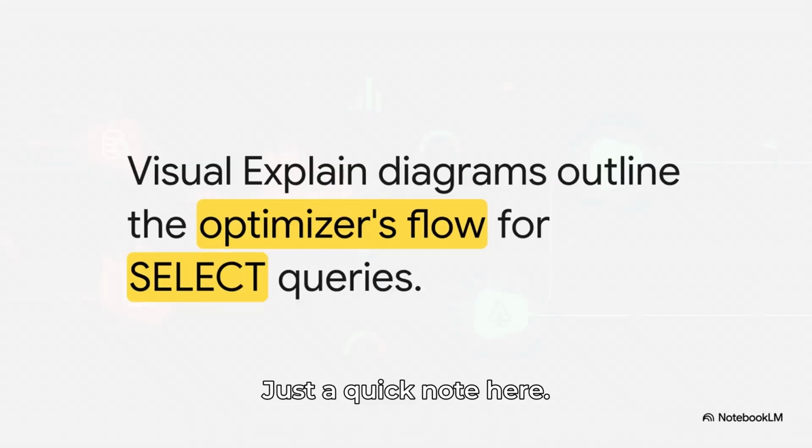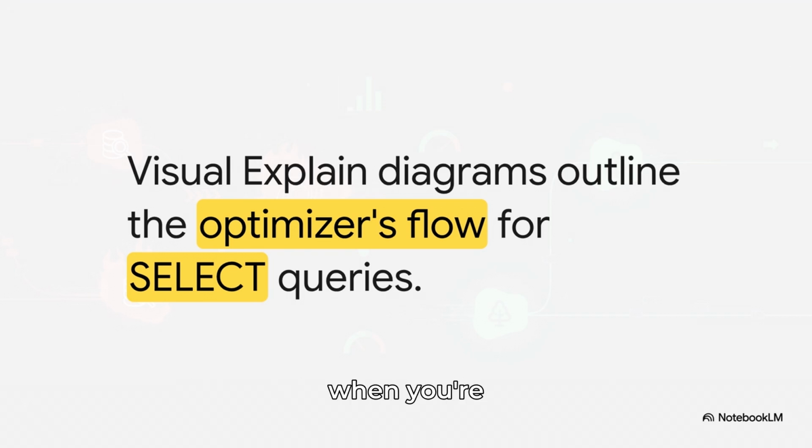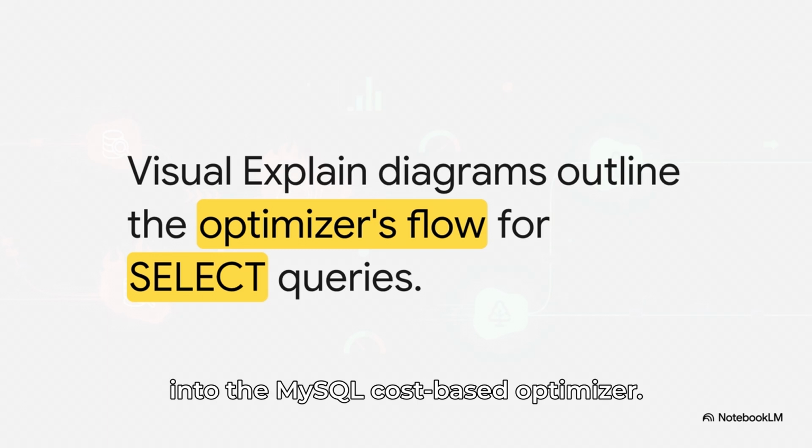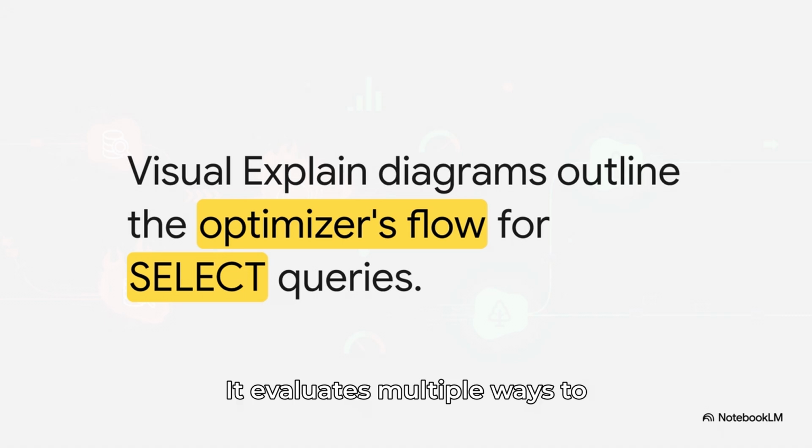Just a quick note here. While explain can be used on other statements, these visual explain diagrams really shine the brightest when you're analyzing select statements. They give us a direct window into the MySQL cost-based optimizer. Think of the optimizer as the database's brain. It evaluates multiple ways to execute your query, factoring in things like CPU, memory, and disk I/O, and chooses what it thinks is the most efficient flow. We're essentially getting to look at the database's inner thought process.